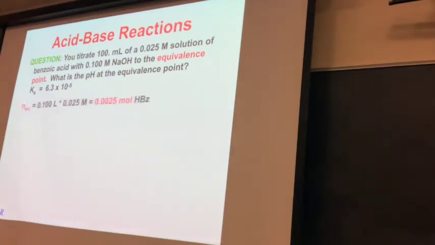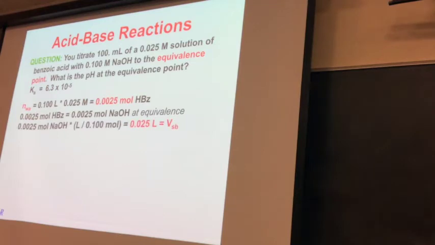Okay, so we need the moles of benzoic acid, all right? We need the moles of sodium hydroxide. And like we did earlier, volume of the weak acid times concentration of the weak acid, and remember to put your volumes in liters, gives this many moles of benzoic acid. And again, at this point, that's equal to the moles of what you're adding, the sodium hydroxide.